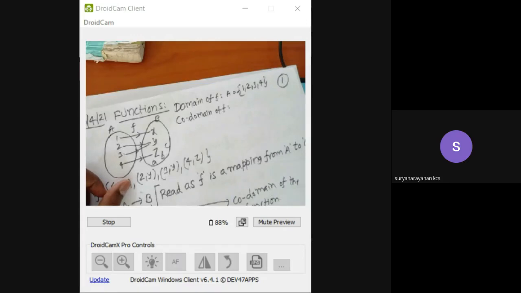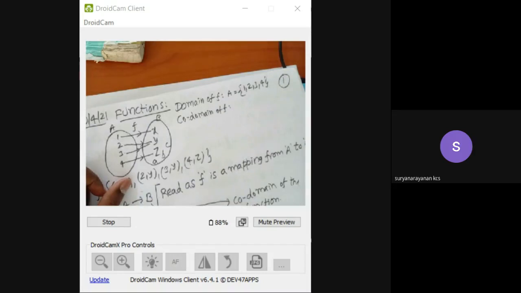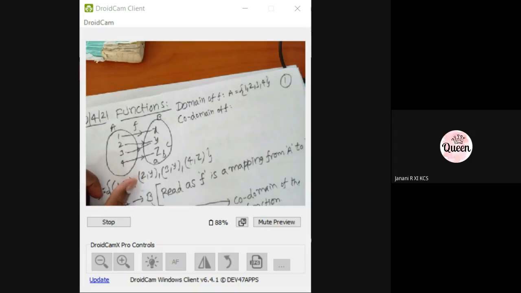Wait for a moment, my dear Kiran Raj. Janani is trying to answer this question. What are the elements? Sir, X, Y, Z, sir. Only X, Y, and Z? No more other elements there in this set B?